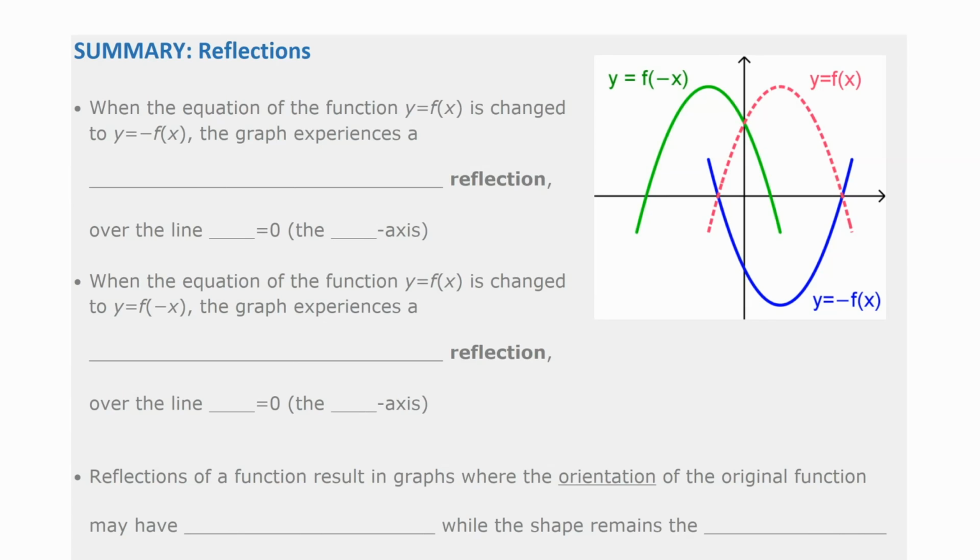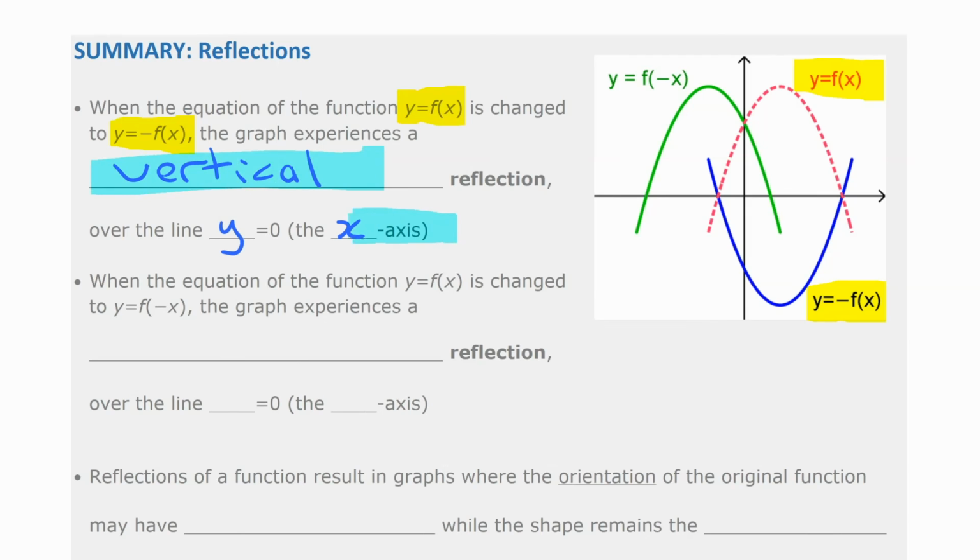When you take the function f of x and you change it to y equals negative f of x, so on the graph here, f of x turns into negative f of x, that causes a vertical reflection. And another way you can say it is over the line y equals 0, or in other words, the x-axis. Again, I know that this can cause some confusion here because when you have a vertical reflection, it's over the x-axis, but the equation of the x-axis, the equation of that line there, is y equals 0, right? The places where y equals 0 are the invariant points. That's the line that doesn't change.